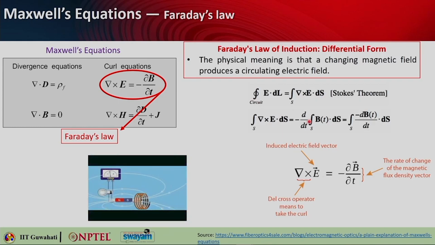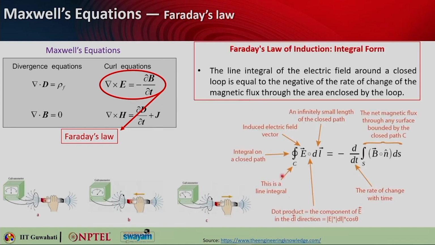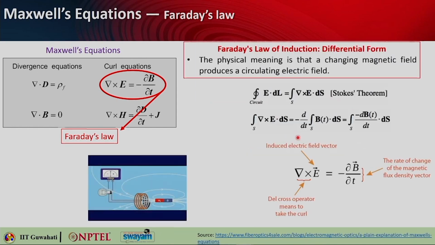So let's see how we get this differential form equation from the integral form. What was there in the integral form? It's a closed loop line integral, E dot dl. If you use E dot dl, you can also write it in terms of a surface integral by taking the curl of that particular field, and that is what we learned from Stokes' theorem.